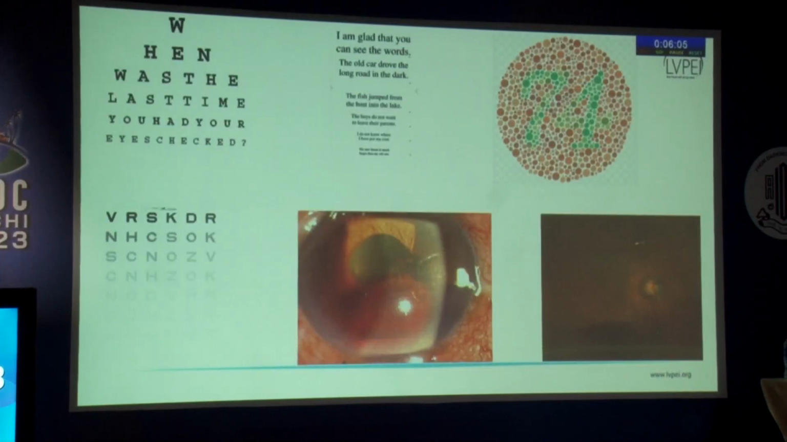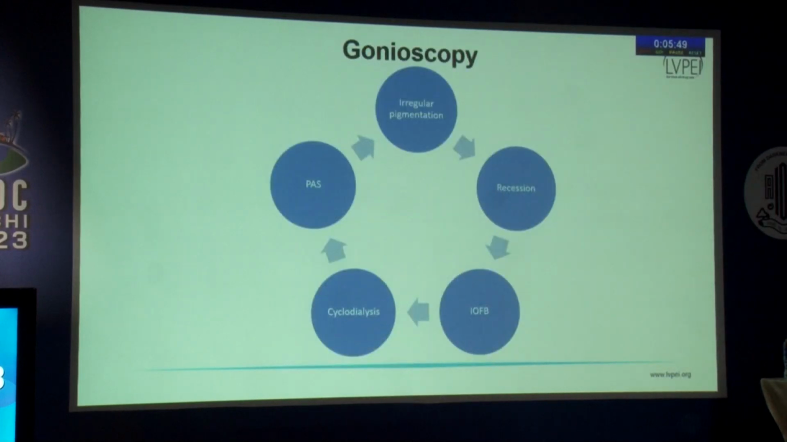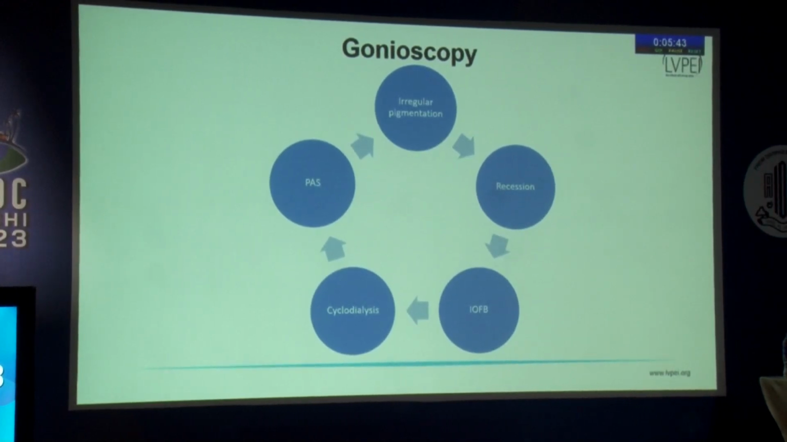When we see such patients, we should of course do a proper examination at the first offset, even checking for the contrast and near vision. And also we should try to take slit lamp photos and fundus photos, especially in medico-legal cases for documentation. So we do a gonioscopy. In cases of hyphema, this is usually delayed by 2 to 3 weeks. This is to see for presence of irregular pigmentation, any recession, pus, any cyclodialysis or intraocular foreign body.